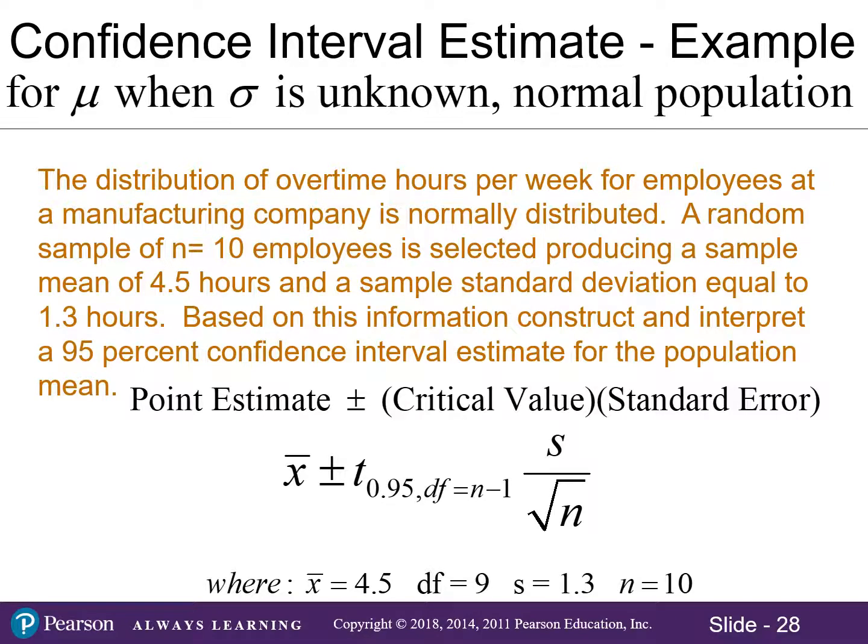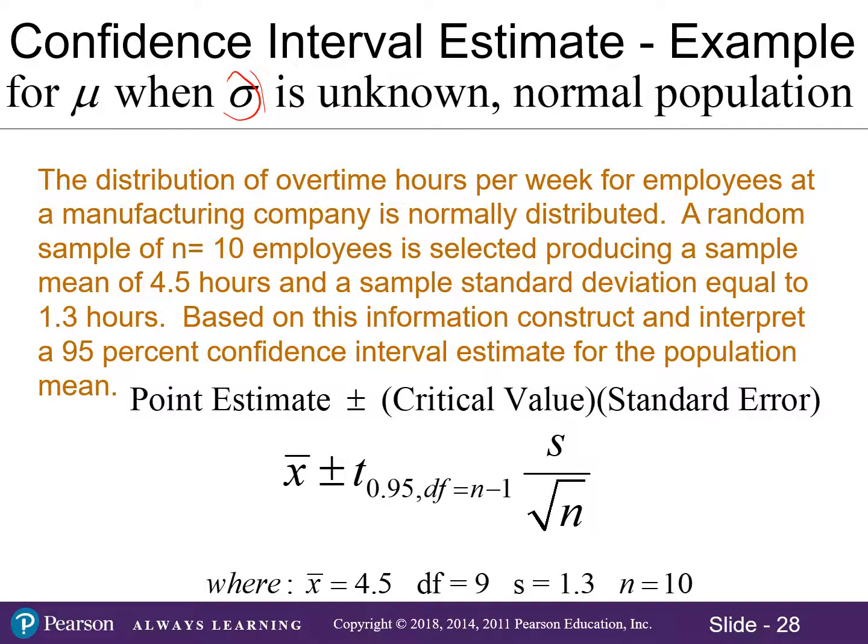The distribution of overtime workers per week of employees at a manufacturing company is normally distributed. So I know it's normal, but I don't know the spread of the distribution, so I don't know sigma. Anyway, a random sample of 10 employees is selected, producing a sample mean of 4.5 hours and a sample standard deviation equal to 1.3 hours. Based on this information, construct and interpret a 95% confidence interval for the estimate of the population.